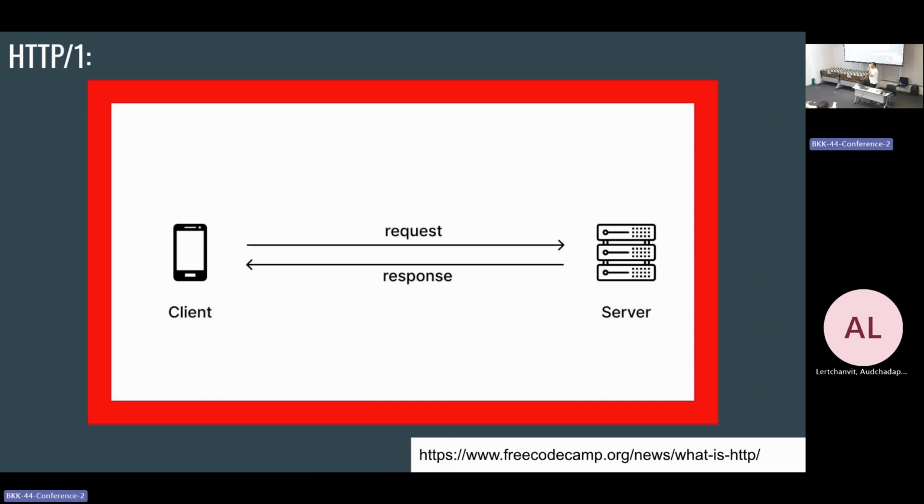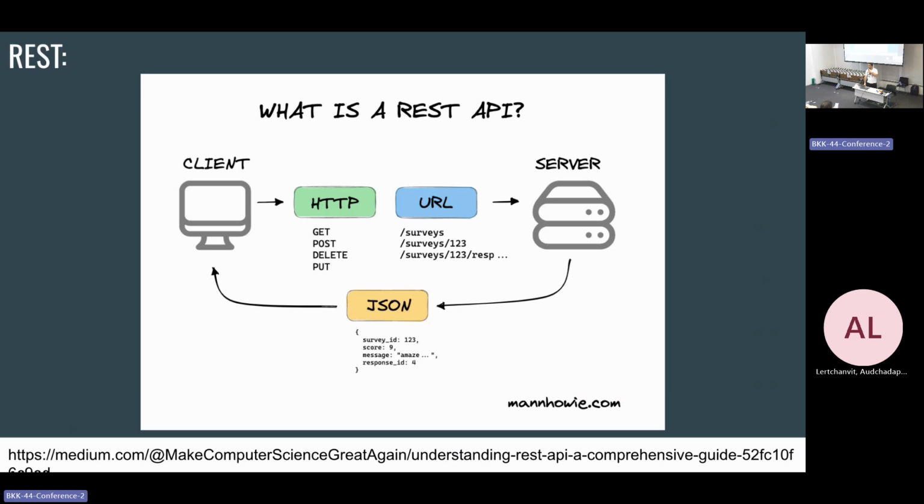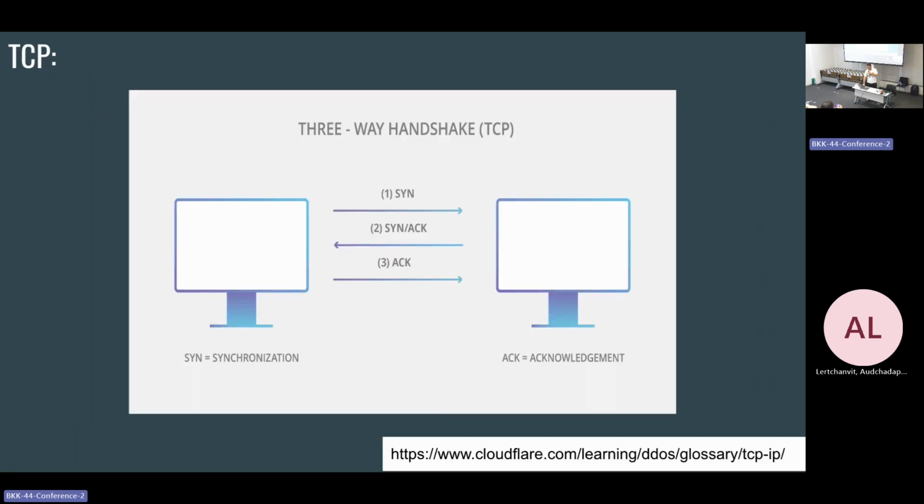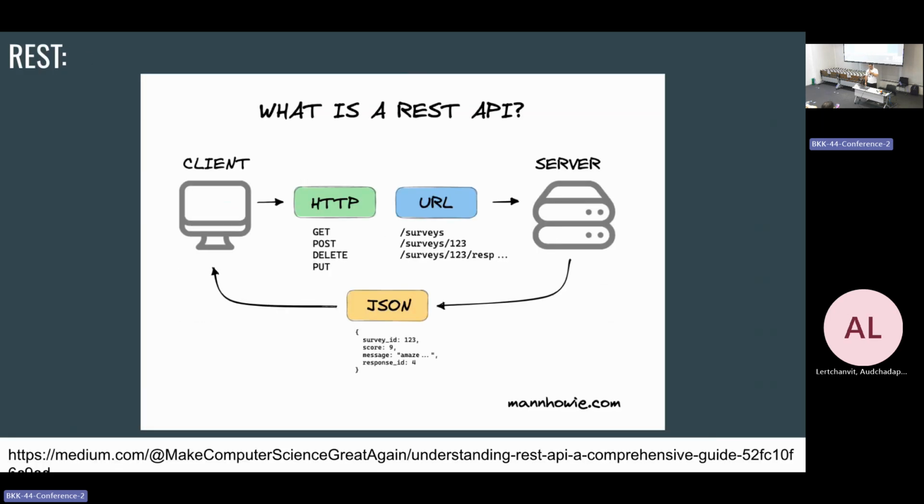HTTP1 is just request response. For each request, you reinitialize your TCP connection, and then you destroy it. It wasn't efficient. They did an upgrade to HTTP 1.1, which also had its issues, but mainly it was request response. So we have TCP, we have HTTP over it.